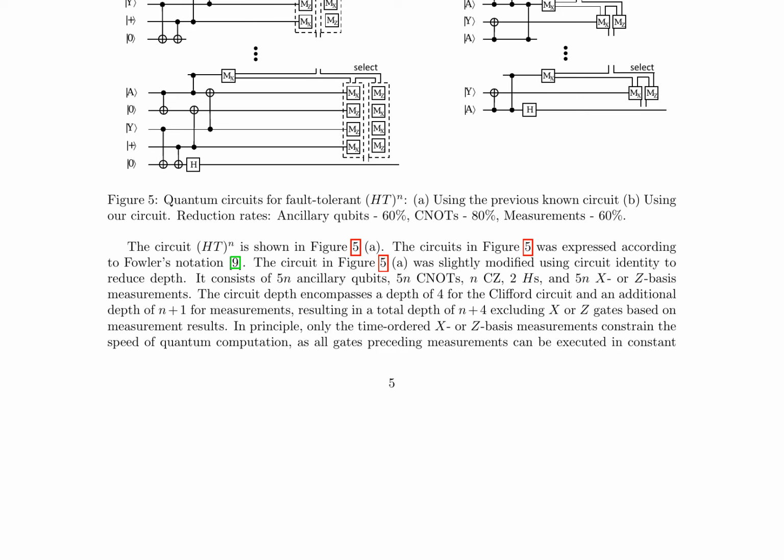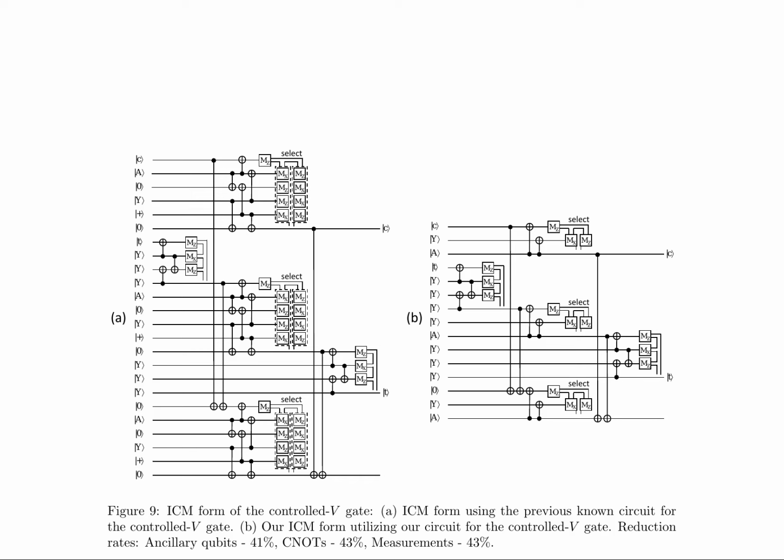The proposed circuit achieves a 40% reduction in ancillary qubits, a 50% reduction in CNOTs, and a 40% reduction in measurements, enabling time-optimal quantum computation with fewer resources. This leads to Corollary 1, which highlights the efficiency of the proposed design. By introducing a novel approach to fault-tolerant quantum computation, the authors focus on reducing resource consumption while maintaining time optimality.